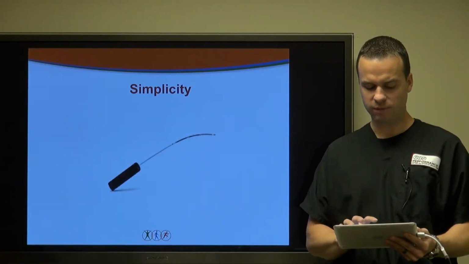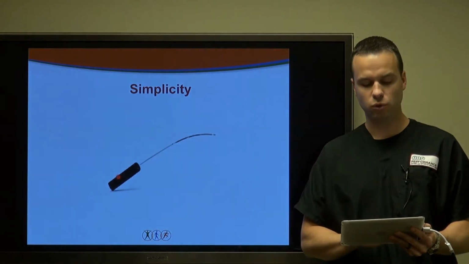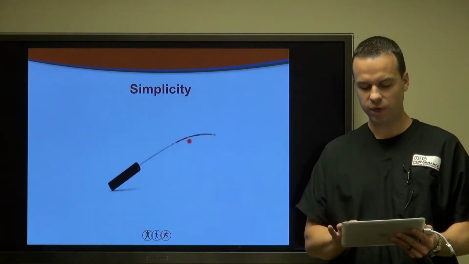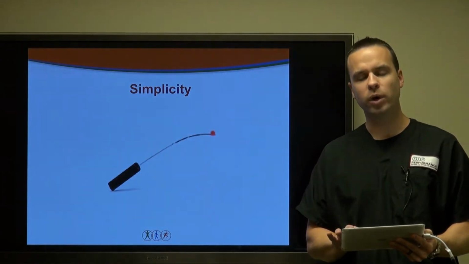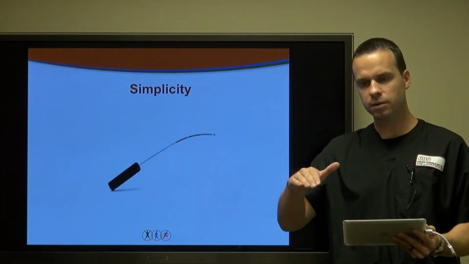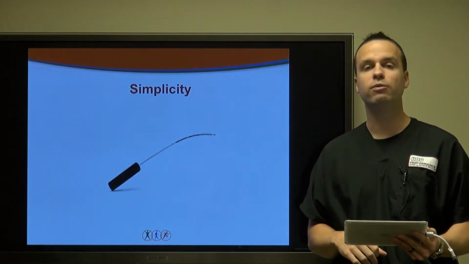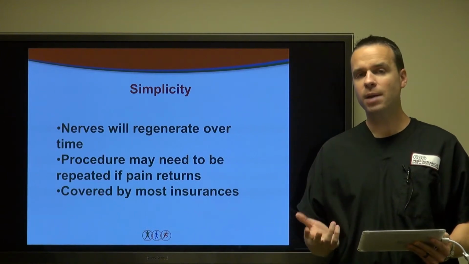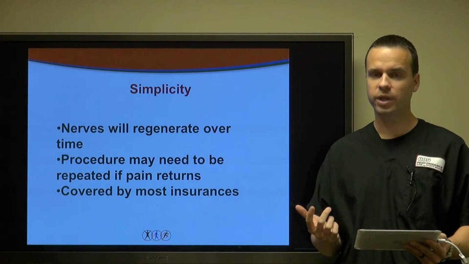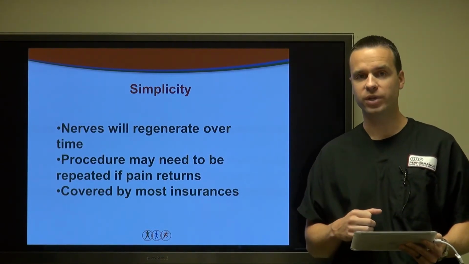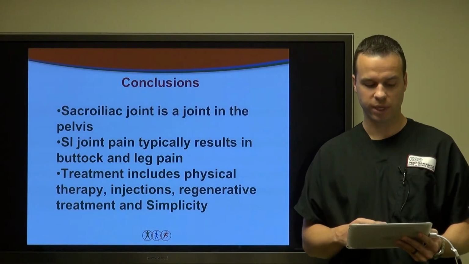This is a depiction of the Simplicity probe. This is the handle that the physician uses to position the probe, and then this is the radiofrequency element that, notice it's contoured, that's the shape of the sacroiliac joint, and that lays right on the sacroiliac joint in order to lesion the nerves that innervate the joint. Over time, those nerves will regenerate, on average about 6 to 12 months. The procedure then may need to be repeated if pain returns after those nerves have regenerated. And simplicity is covered by most insurance carriers.